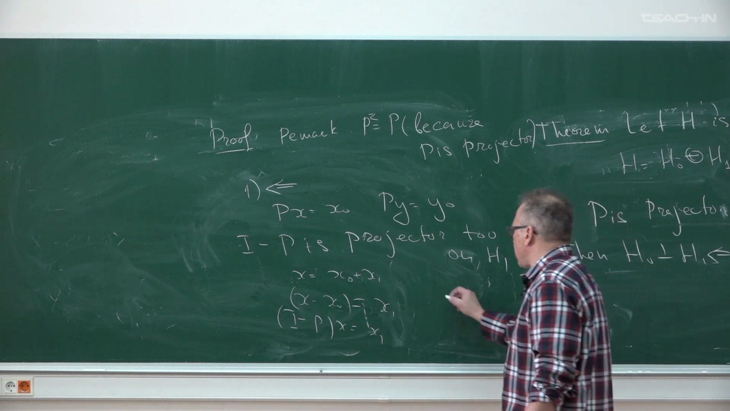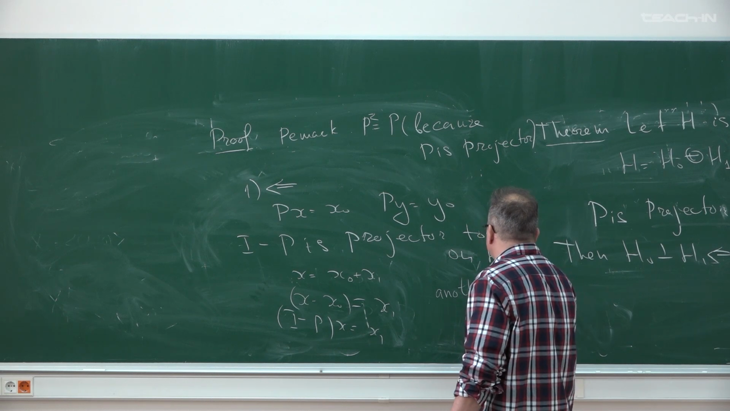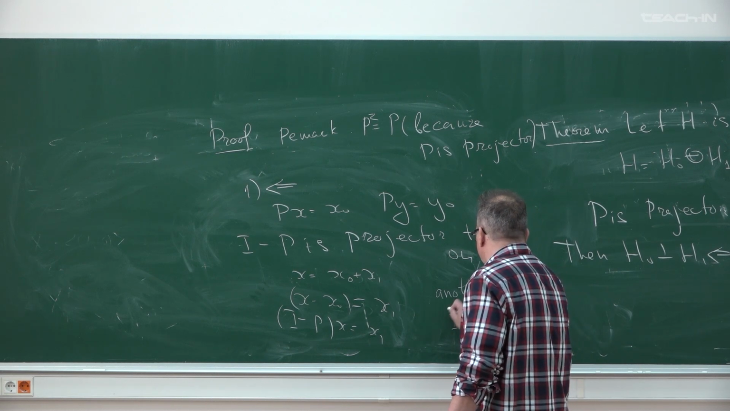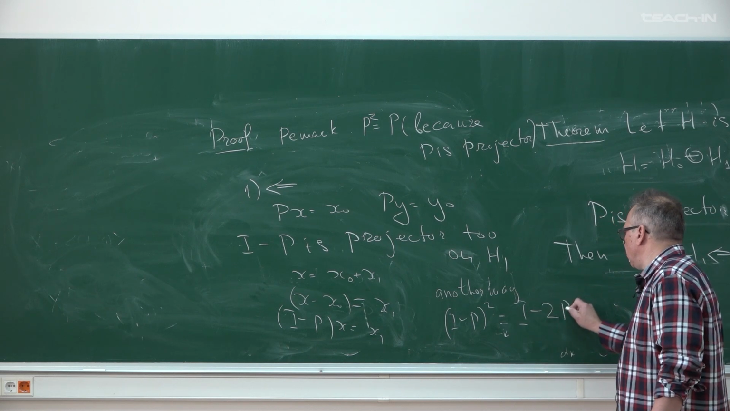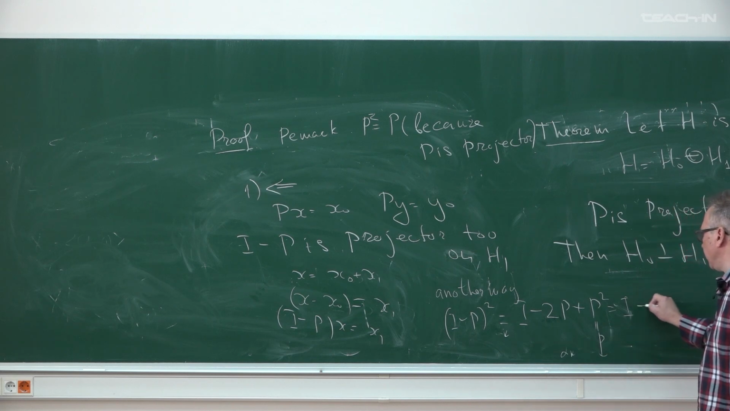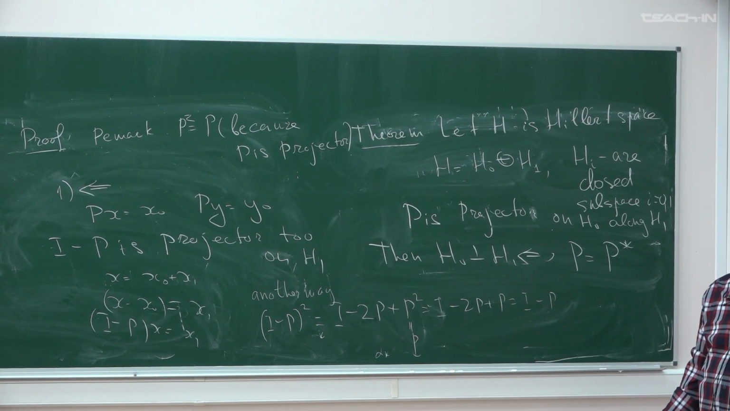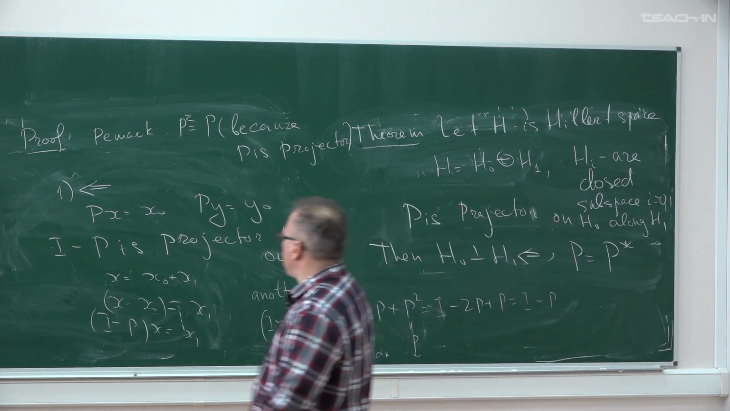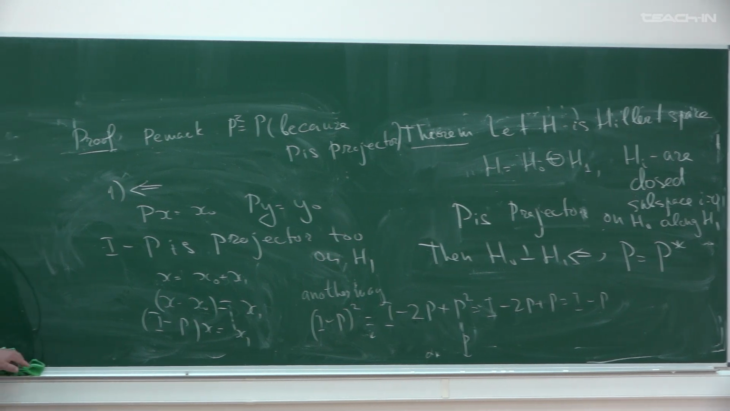Another way: you can directly calculate this. It equals (I minus P) squared, which equals the same operator, so it is a projector. So it is preparing work.